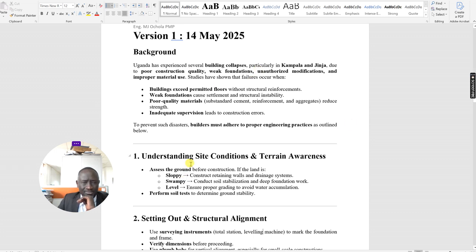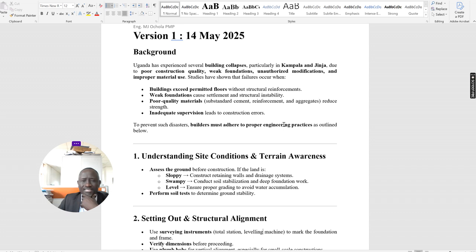So the background here is Uganda has experienced several building collapses, particularly in Kampala and Jinja, due to what they say, out of findings, poor construction quality, weak foundations, unauthorized modifications, and improper material use. Let's get these things clear. Poor construction quality. Then weak foundations. Then unauthorized modifications. And also improper material use.